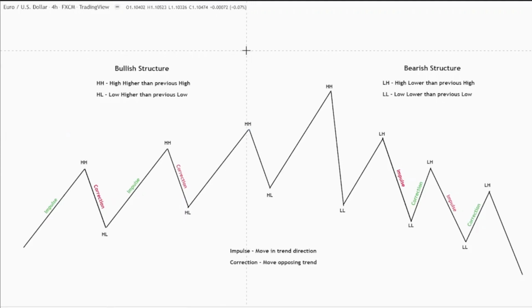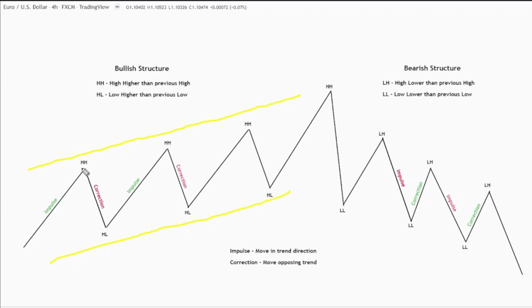The first thing that we'll be talking about is market structure. Now, market structure refers to an attitude that the market will take at a given time. There's three such attitudes. There's a bullish market structure, there's a bearish market structure, and there's a ranging structure. Now, a bullish market structure is actually what is known as an uptrend.